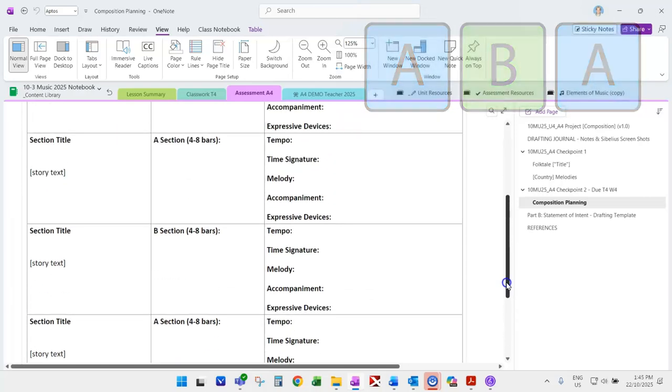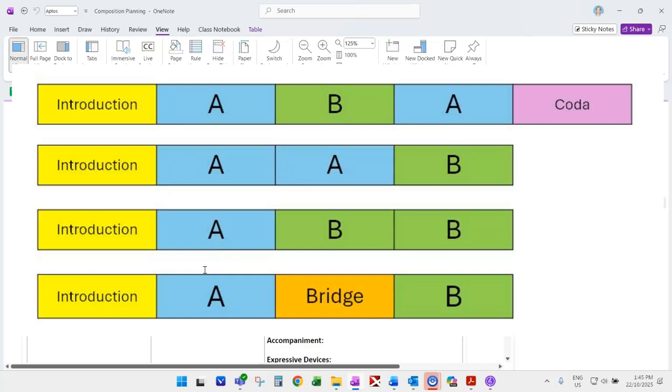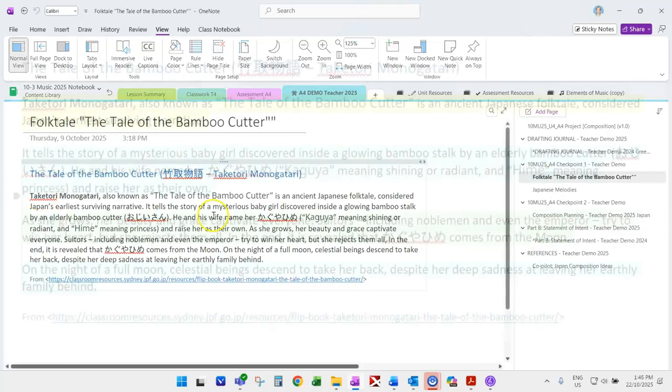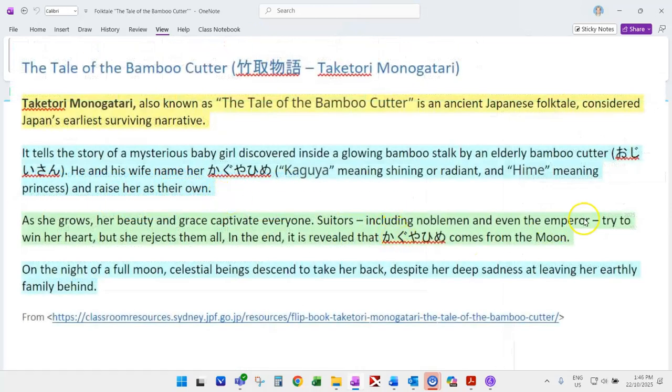Depends on the story. But you could potentially have introduction AAB, or introduction ABB, or introduction A bridge B. Like, there's a number of possibilities depending on which folktale you're using. But my story was able to be segmented into 3 sections quite easily.